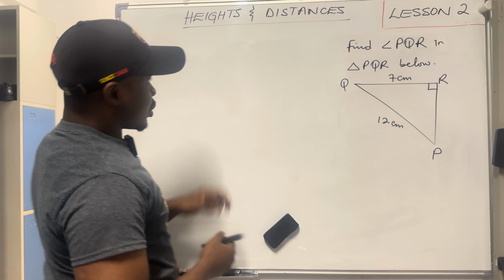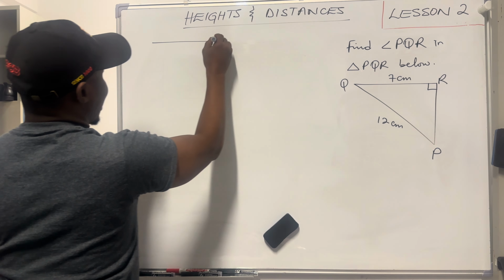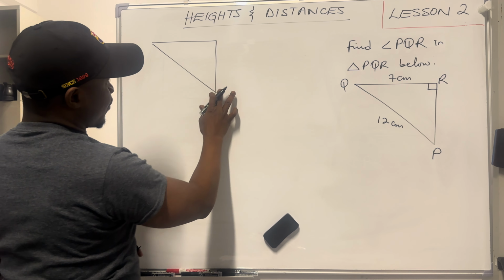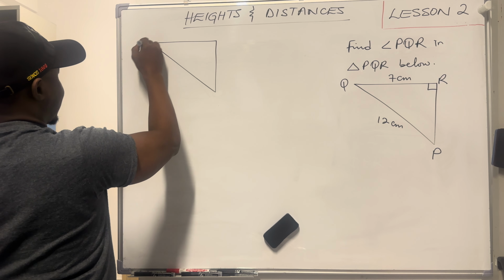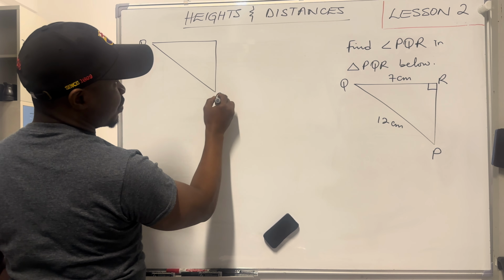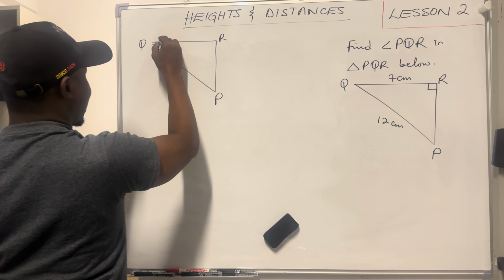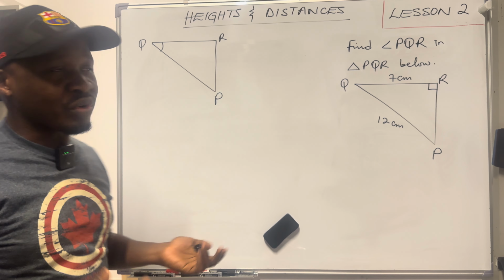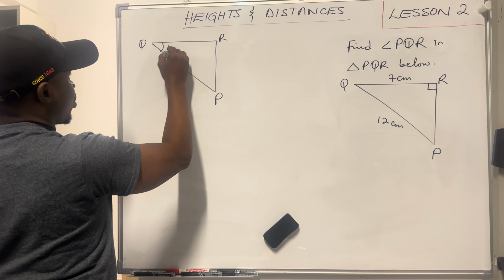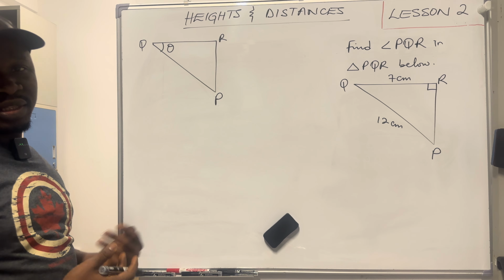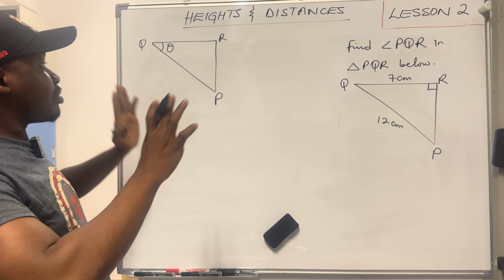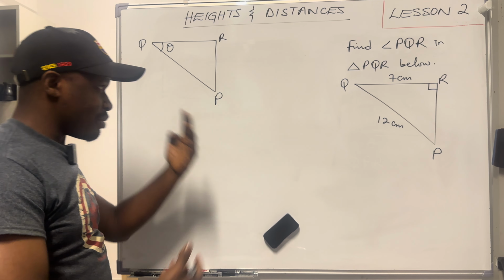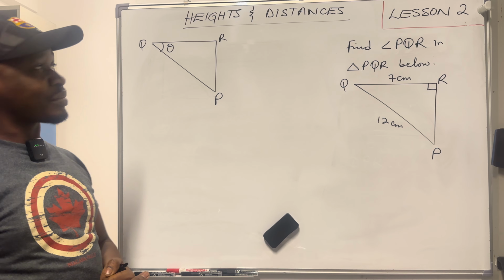All right, so we can have it like this for proper identification. Here is Q, here is P, and here is R. This is the angle we want. If you want, you can leave it like that. If you want, you can choose to give it a symbol. Let's call it theta. Or you can just leave it like that and keep writing PQR.